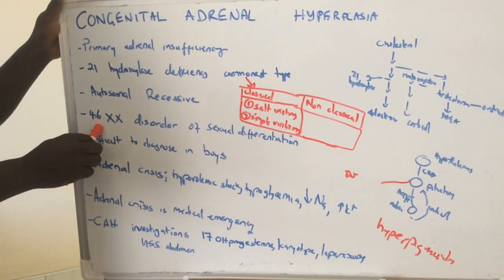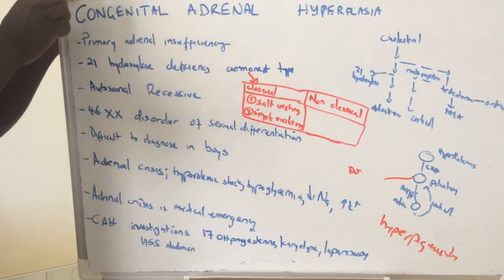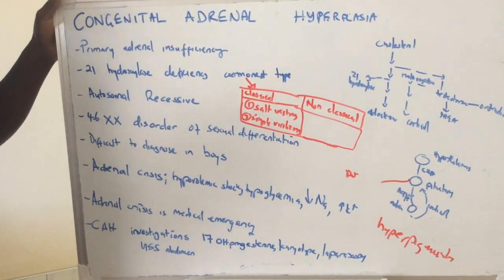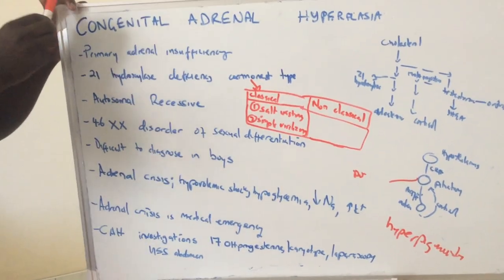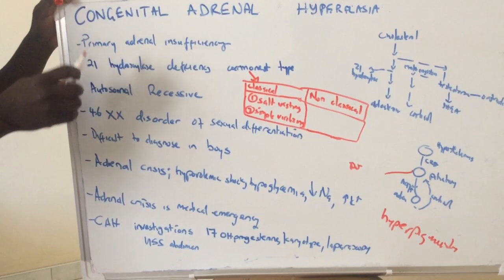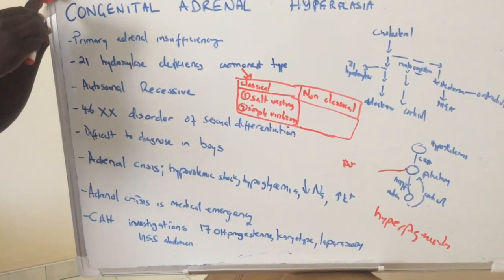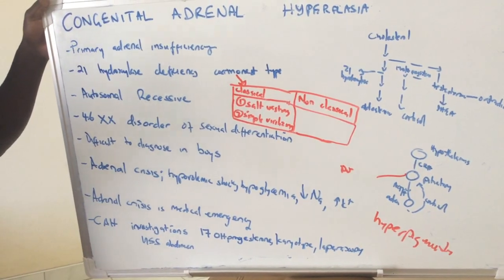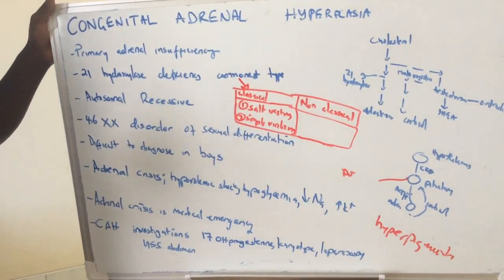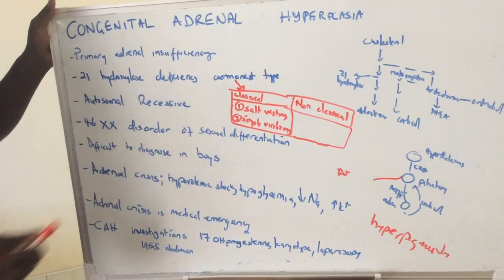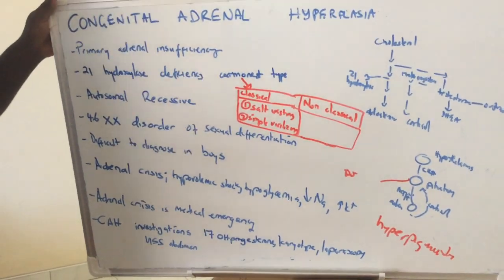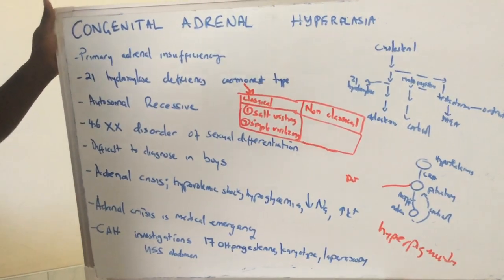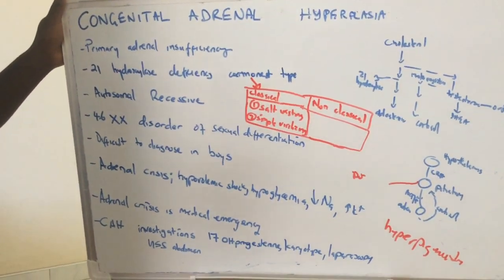This condition, if it occurs in girls, causes virilization, and it can present with ambiguous genitalia which can be seen at birth. So there are disorders of sexual differentiation, and this is a 46XX disorder of sexual differentiation, which means that it is a disorder of sexual differentiation if it is occurring in girls. If it occurs in boys, it's difficult to diagnose because it only presents with hyperpigmentation of the skin, and the genitalia may be enlarged for the age.